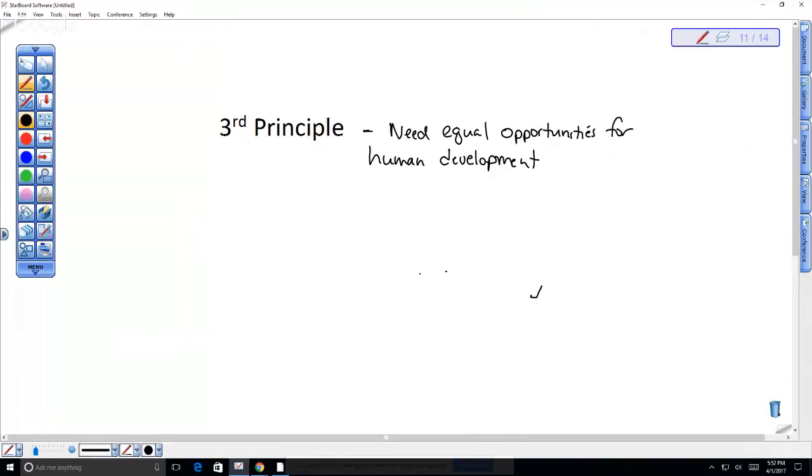When we think about human development, we think about the basic rights of humans. These would include things like education. It would also include access to healthcare and a clean environment, access to employment, and also political freedom.